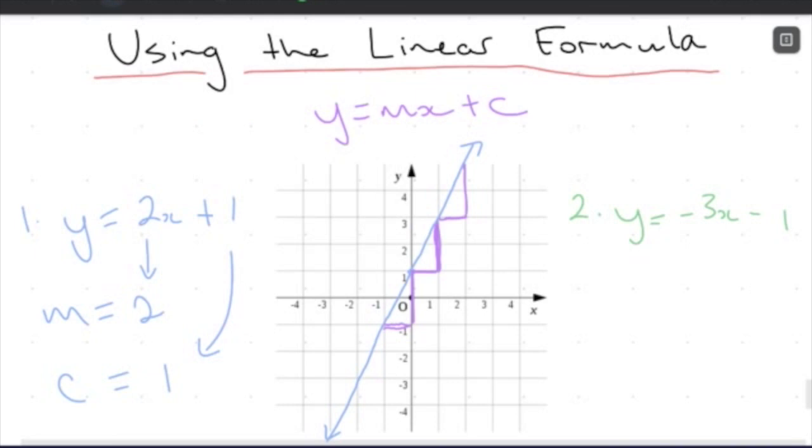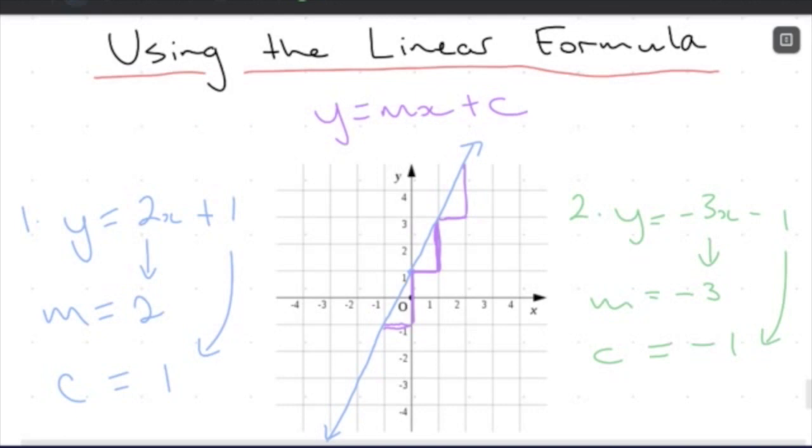Now, let's look at this one here. This one will be a little bit trickier, but not undoable. Once again, our gradient here equals minus 3. So this is going to have a negative relationship, isn't it? We talked about this a couple of videos ago. This means that when x goes up by 1, y will go down by 3. So instead of increasing in the positive direction, it will go down in the negative direction. And we know that this is going to pass through a y-intercept of negative 1, given to us there.